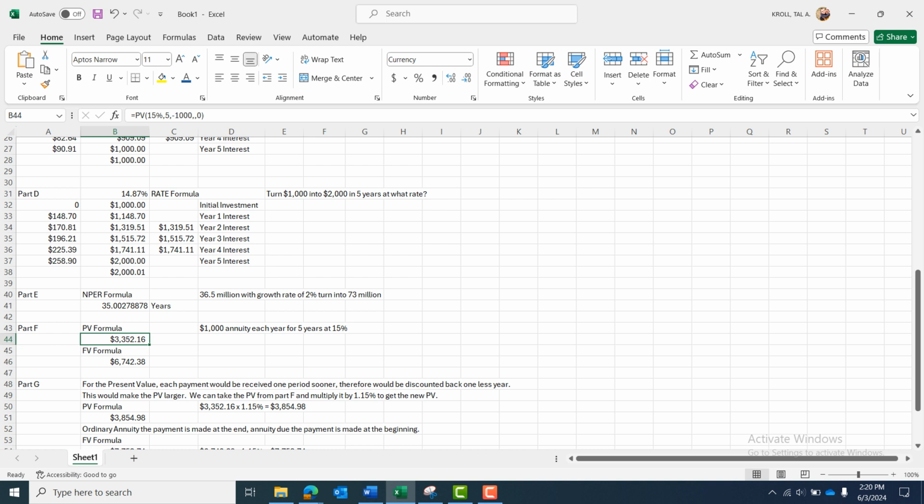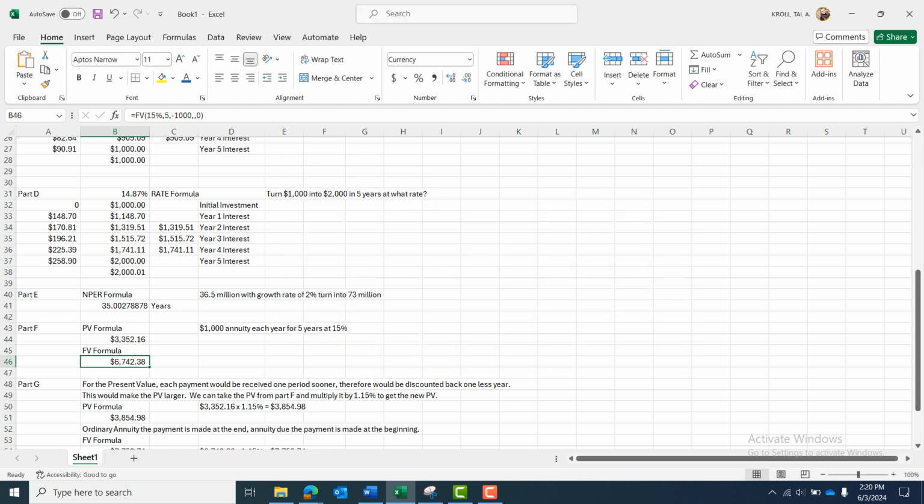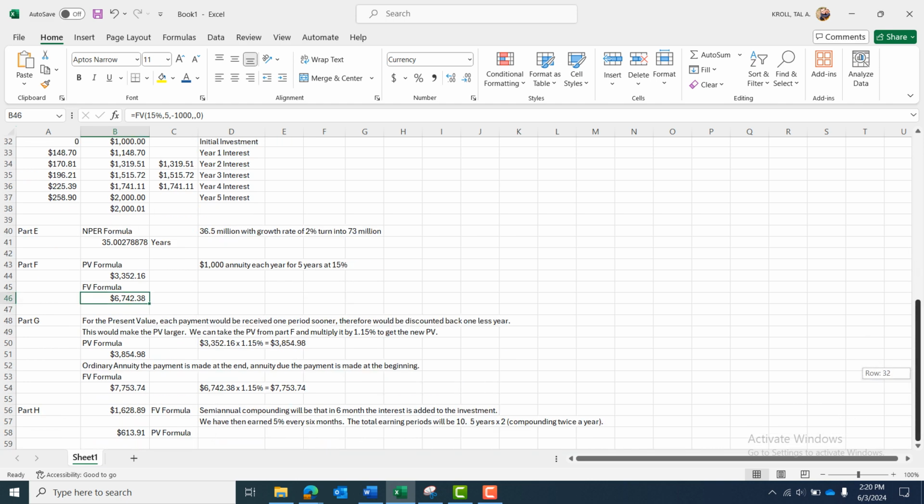Now, what will that $1,000 invested each year for 5 years at 15% actually total to, or what was the estimated future value? That again is the Excel formula, but this time we're using the FV, which I put in the rate, 15%, 5 years, is again a negative 1,000, but this time I'm not calculating the present value, I'm calculating the future value. You can see that up in the top left corner. It says that actually turns into $6,742.38.